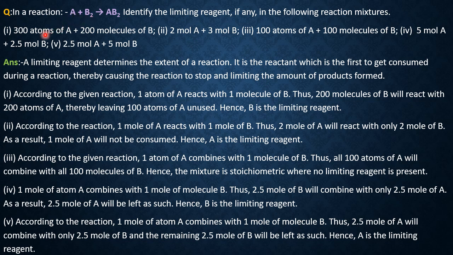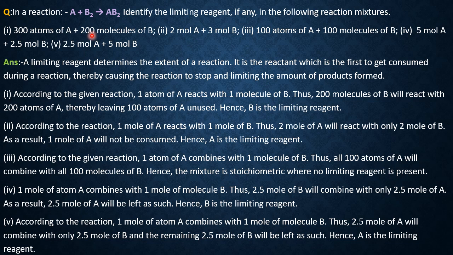Therefore, for 300 atoms of A, we require 300 molecules of B, but available is what? 200 only. So B is available less. Therefore, B is the limiting reagent. Let us see the answer. B is the limiting reagent.